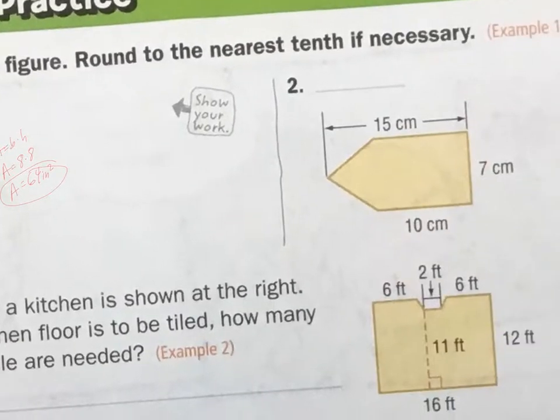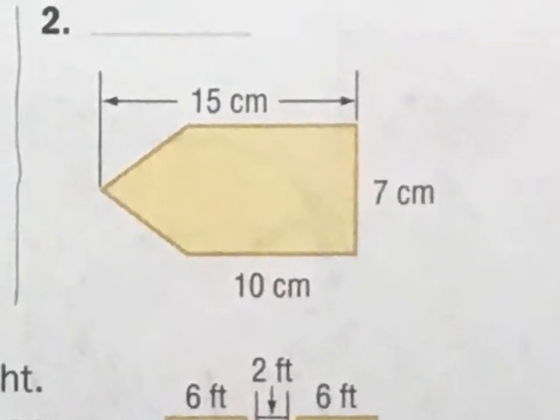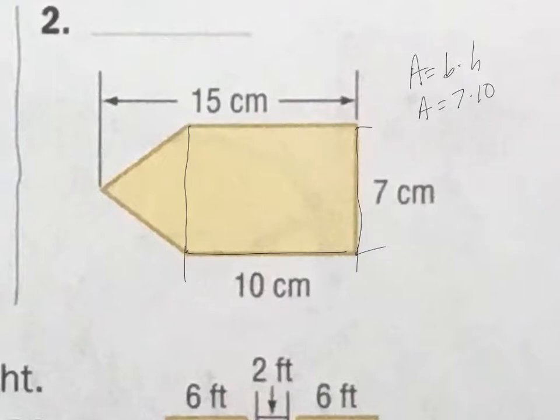Let's go to number 2. So on this one, I think what I'll do is I'm going to do a line right here. So now I have this nice parallelogram, and I see this is 10, and this is 7. So area equals base times height, area equals 7 times 10. The area equals 70 centimeters squared. That's this here.